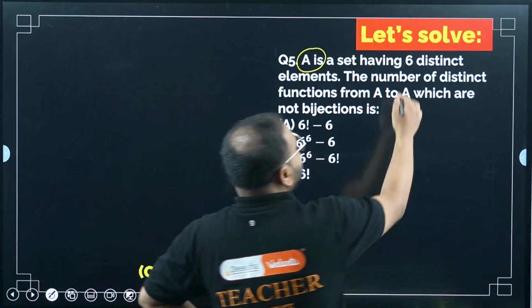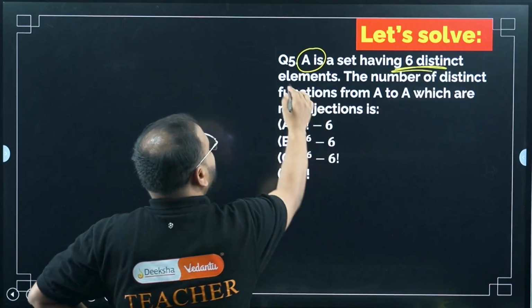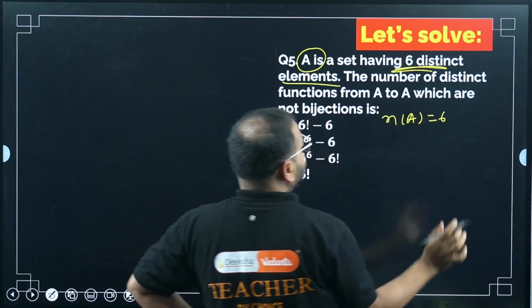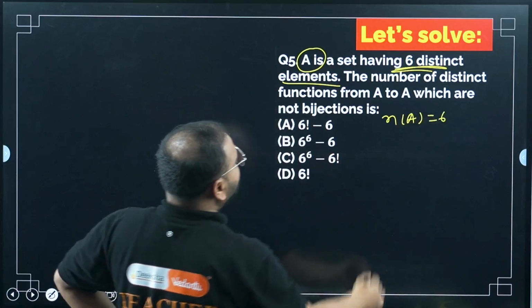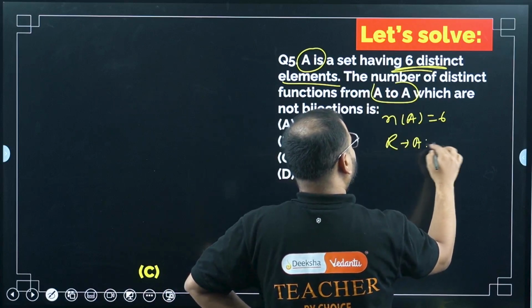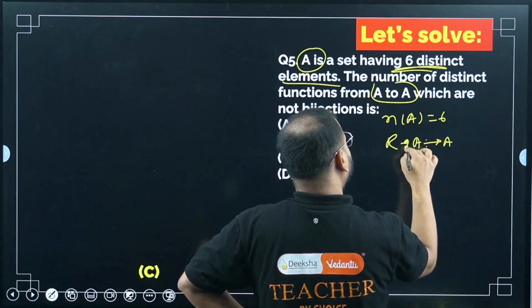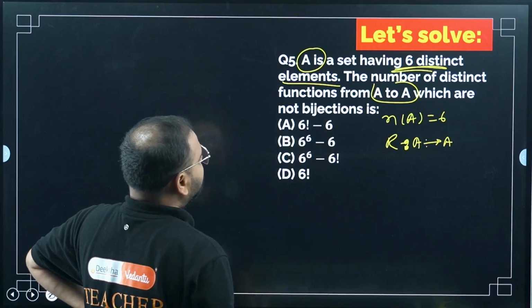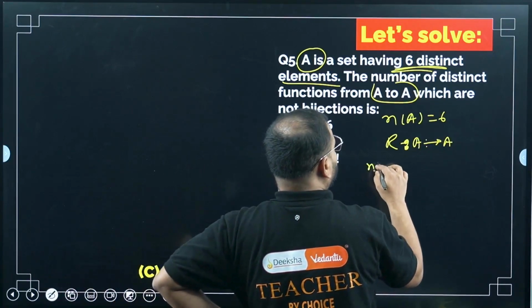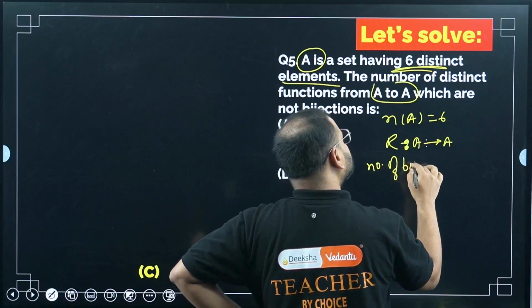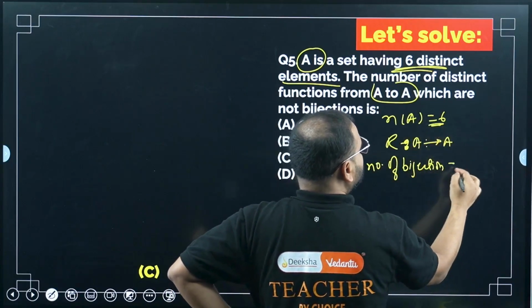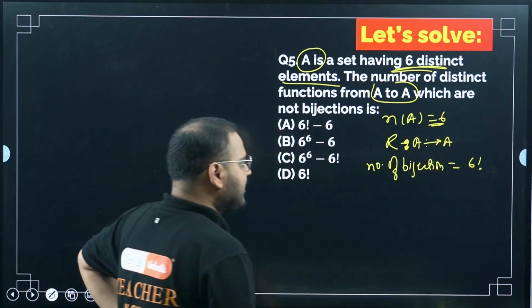A is a set having 6 distinct elements. What is n(A)? n(A) is 6, that's what is written. The number of relations from A to A means relation defined from A to A. Now, what is the number of bijections here? How will I write the number of bijections? I can write it, sir, because n(A) is the same. So 6 factorial. Number of bijections is 6 factorial.